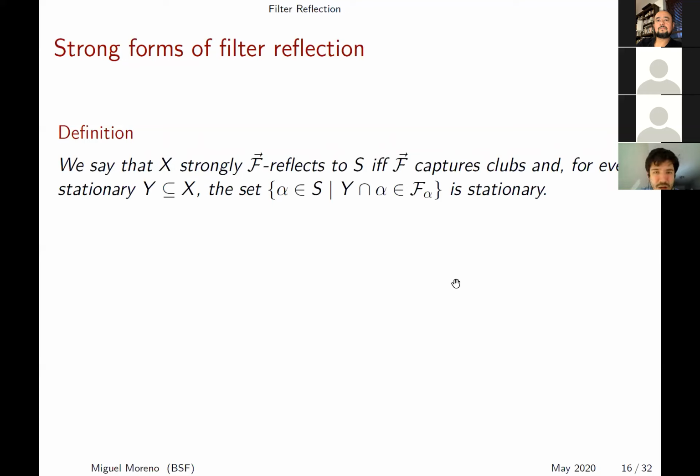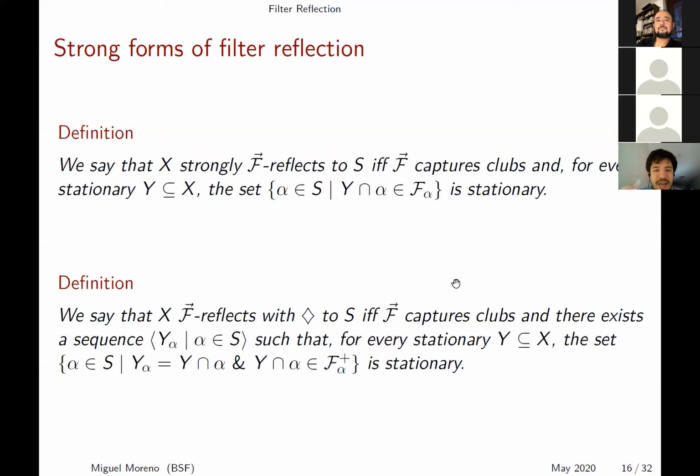And there's also another even stronger way, and that is that you can add a diamond sequence. So we say that F reflects with diamond to S if F captures clubs, and you have a diamond sequence Y sub alpha, so that for every stationary Y subset of X, the subset of S in which you guess Y and Y intersected alpha belongs to F positive of alpha is stationary. Now this is even stronger than this. You can prove that this one implies this one. So these are the three notions of filter reflection.